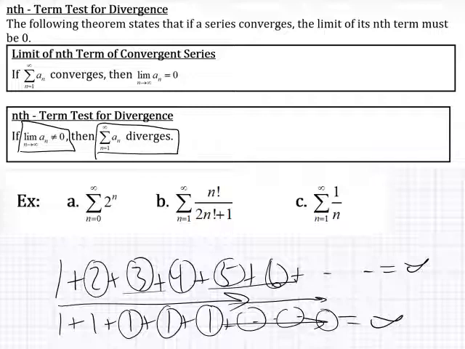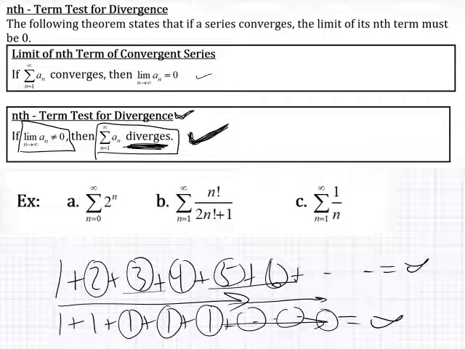Just because the terms do go to 0 doesn't mean it's going to converge, though. That's something you got to watch out for. You can't read more into an if-then statement than what it says. So this if-then statement right here, which is the nth term test for divergence, only says diverges. This says nothing about convergence.